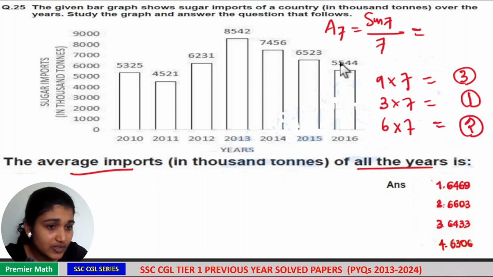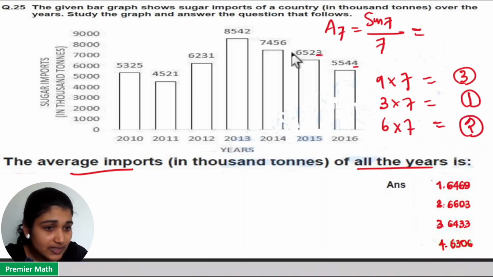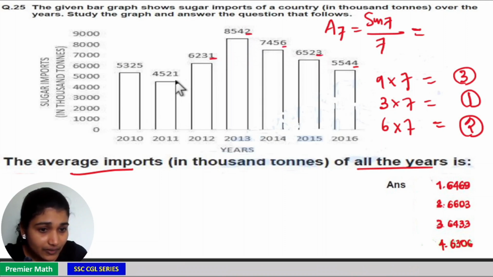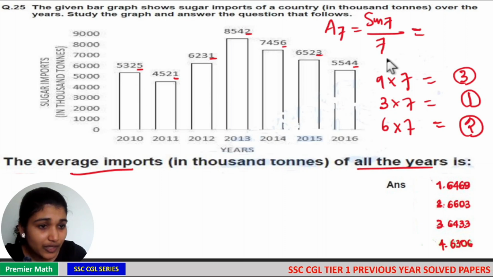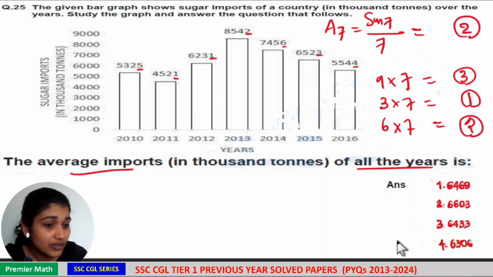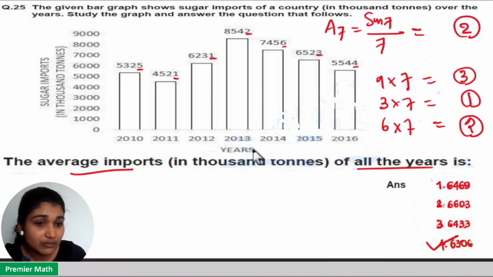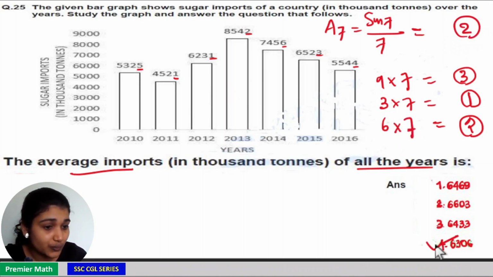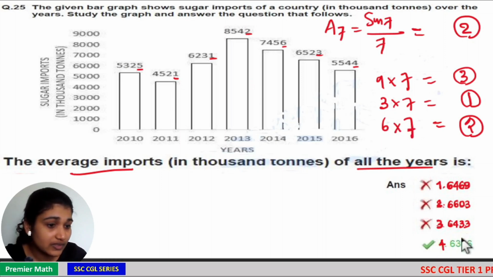So let's check the unit digit of this sum. Here 4 plus 3 is 7, 7 plus 6 is 13, 13 plus 3 is 16, 16 plus 1 is 17, 17 plus 5 is 22. So 2 is the unit digit of our answer, which means option 4 is our answer, because here 6 into 7 gives you unit digit 2. Option 4 ends with 6.